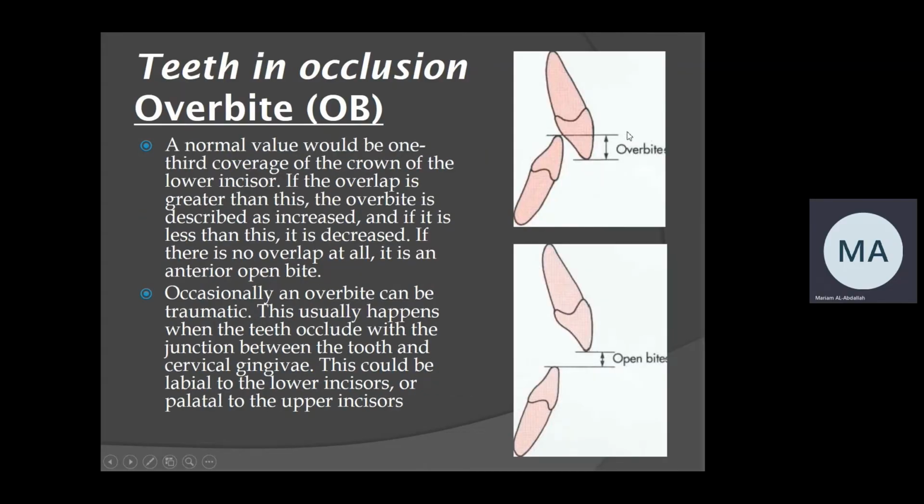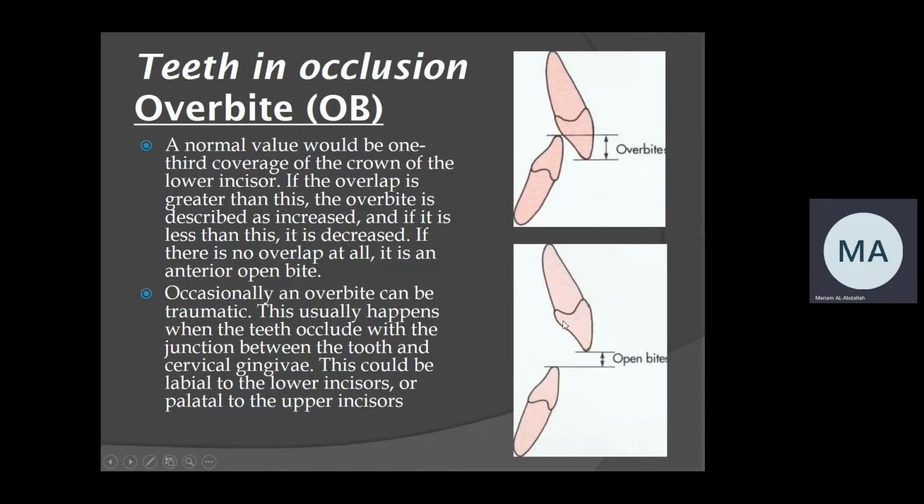Now, as we said, normally the upper incisor should cover 1/3 of the lower incisors. If it covers more, then this is increased. If it covers less, then this is a reduced overbite. If we have a total lack of overlap, what we call open bite, we still need to describe this open bite, but different features are necessary to be recorded.